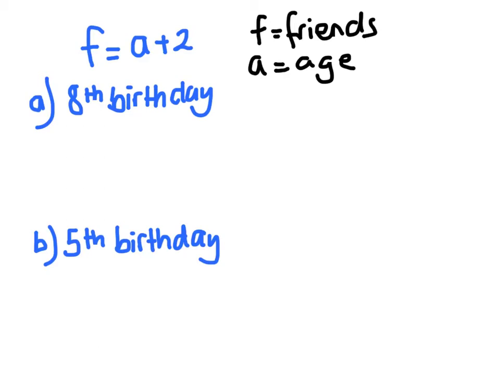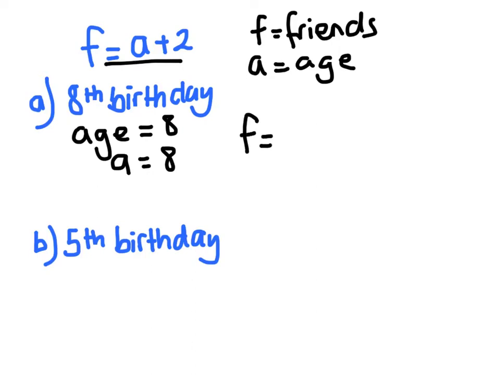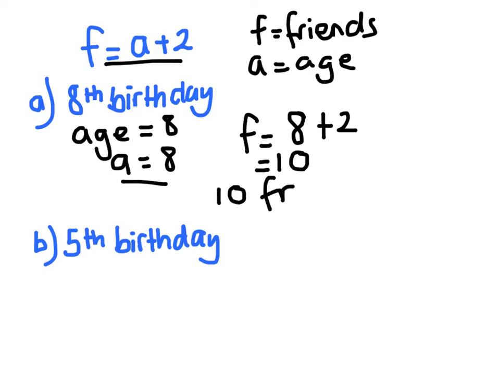Okay, my 8th birthday party. So if it's my 8th birthday party, my age equals 8, doesn't it? So now I can say a equals 8. And then I just have to substitute it into this formula up here. So I'm going to say the number of friends equals a, which is 8, plus 2. So 10. Now with algebra, if it's a question which involves words, you make sure that you always answer it in a sentence. So I'm going to have 10 friends invited.